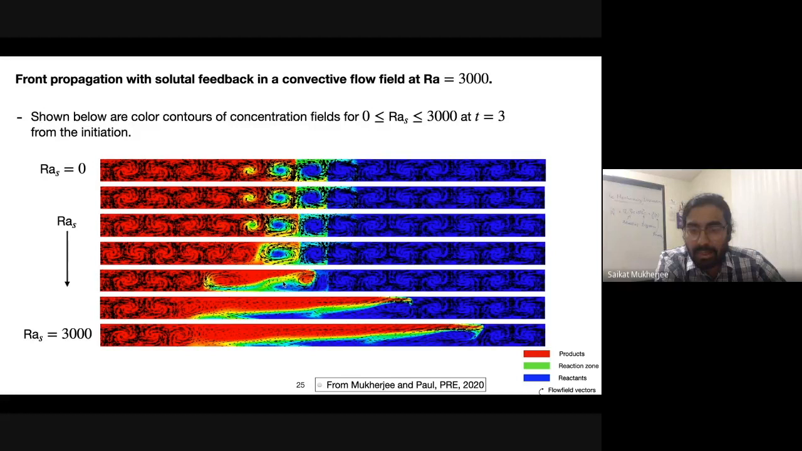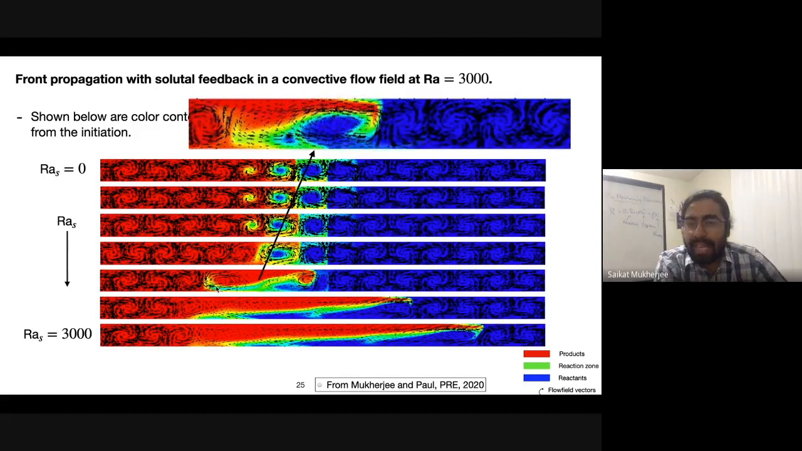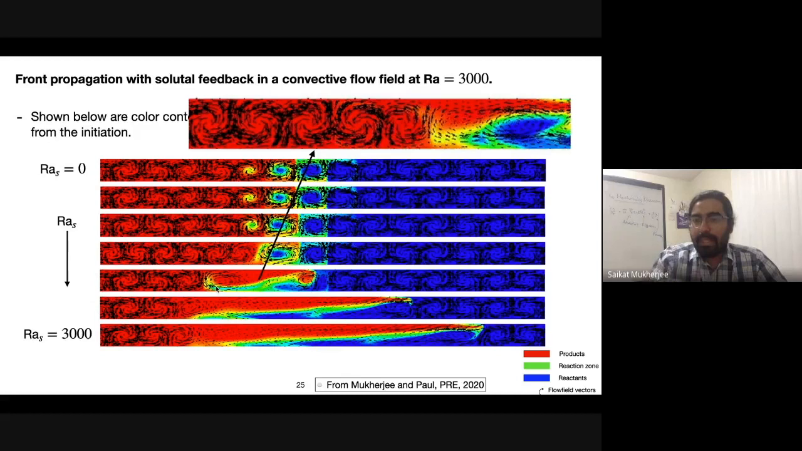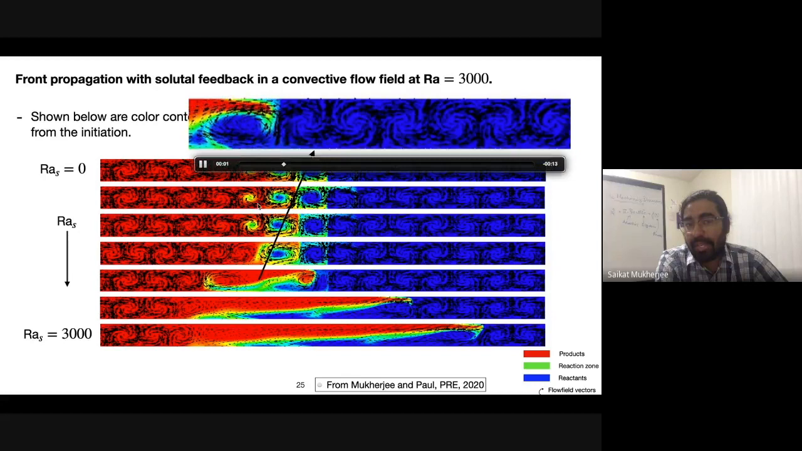I can show you a movie real quick of this particular simulation, where you can see something which I like to call a galloping motion, like a horse galloping, where the concentration is propagating towards the right. The products in red are lighter than the reactants in blue, which is why they want to go up, but the convection rolls bring them down, and you have this interesting kind of instability.